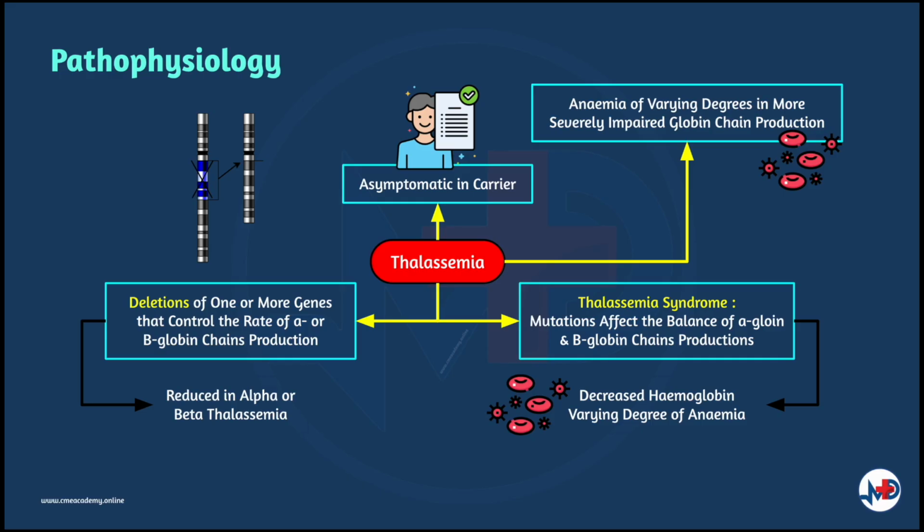Thalassemia is caused by the mutations or deletions of one or more of the genes that are responsible for the production of the alpha or beta globin chains. As a result, the rate of production of these chains will be affected, leading to decreased hemoglobin in the form of alpha thalassemia or beta thalassemia, and thus patients present with varying degrees of anemia. The degree of anemia is dependent on the degree of globin chain production impairment. Do take note that in carriers, thalassemia is usually asymptomatic.